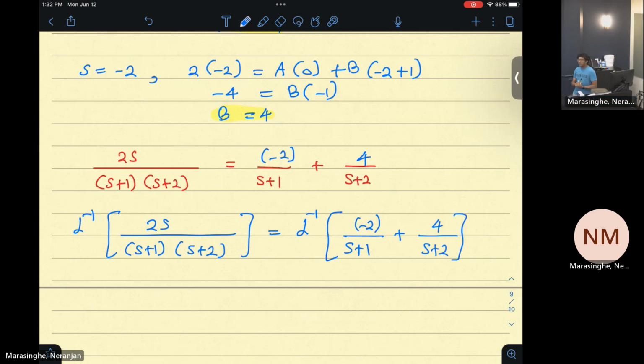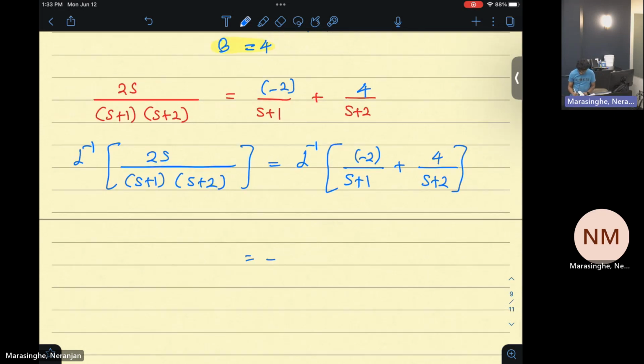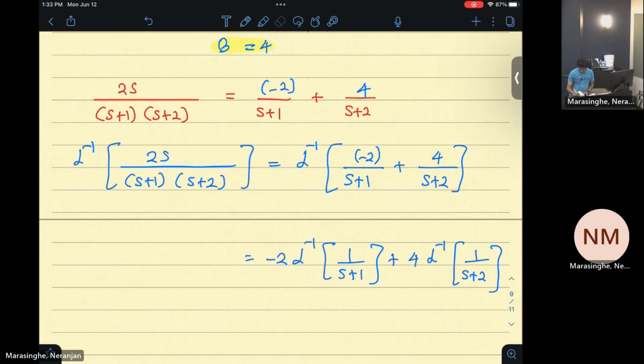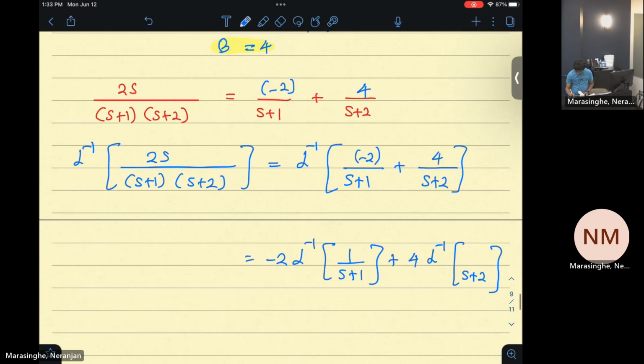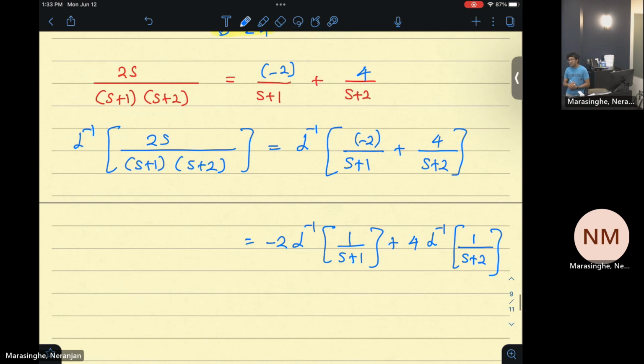Okay. Then I would use the linearity of the inverse Laplace transform. So by using linearity, I can write this as -2 times the inverse Laplace of 1 divided by (s plus 1) plus 4 times the inverse Laplace transform of 1 divided by (s plus 2). Is that clear? I use the linearity.